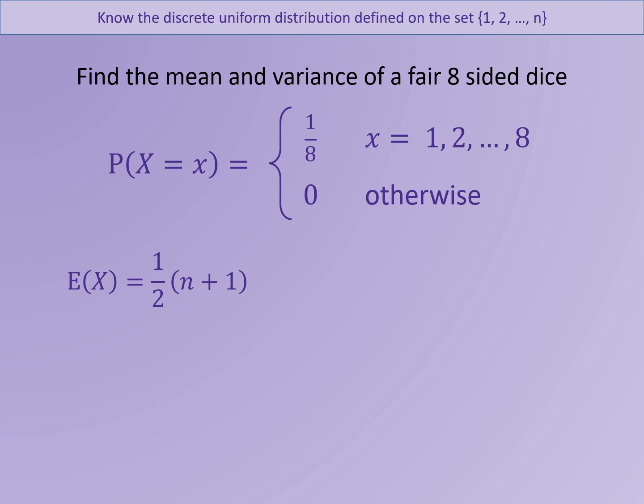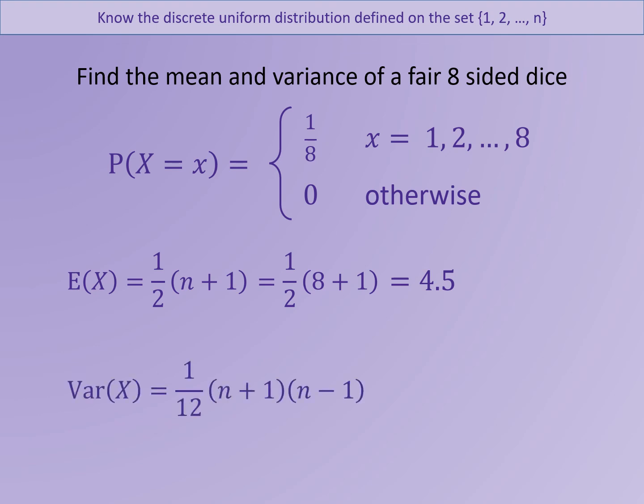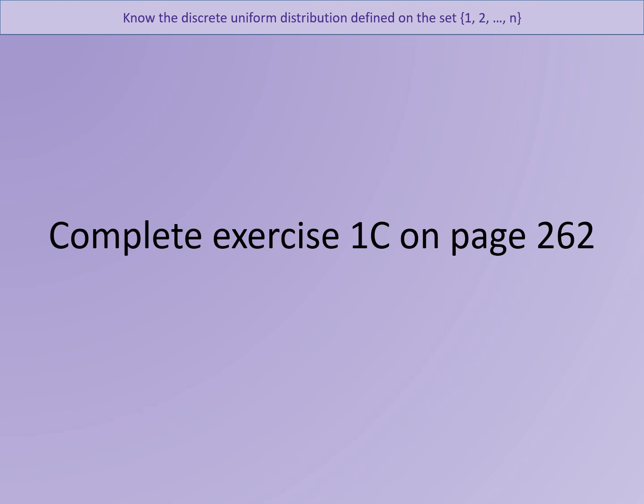So we can now find the expected value of x, which we know using the formula, a half (n plus 1), will be a half of 8 plus 1. So the expected value, or the mean value on this dice, will be 4.5. The variance, we can use the formula 1 over 12 (n plus 1)(n minus 1). So the variance will be 5.25. Now complete exercise 1C on page 262.